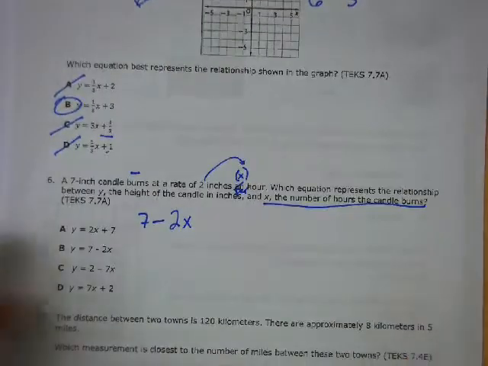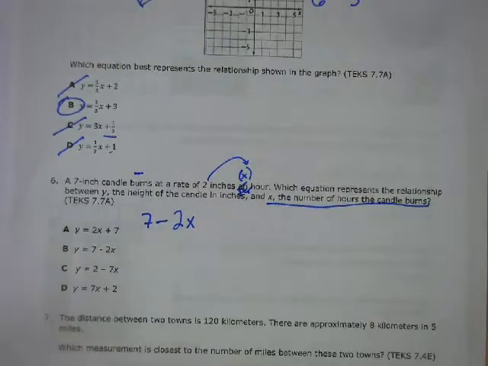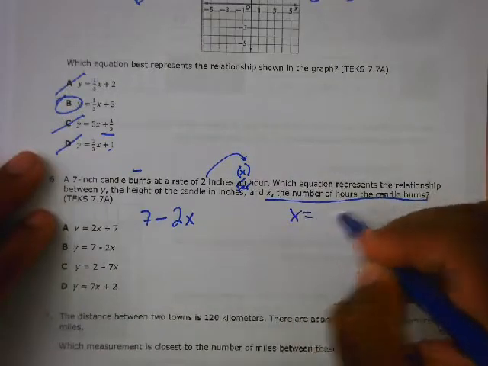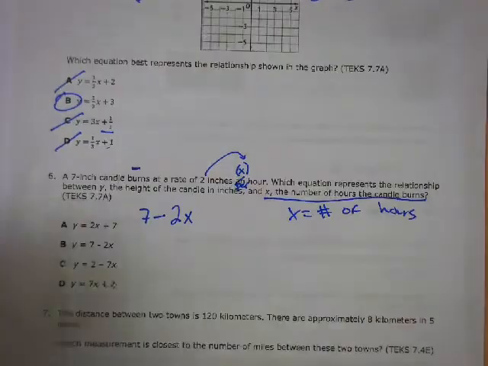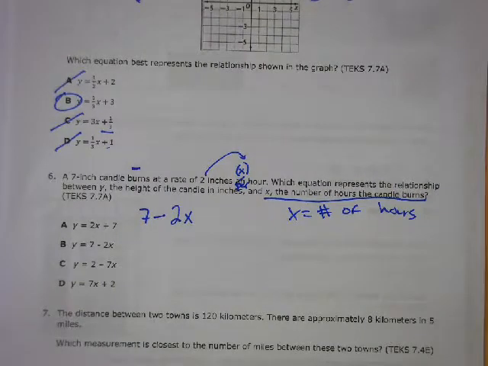Number 6, I kind of already have the equation here because I did it earlier in class for this packet, but a 7-inch candle burns at a rate of 2 inches an hour. Which equation represents the relationship between y, the height, and x, the number of hours? So you have to know that x equals the number of hours.